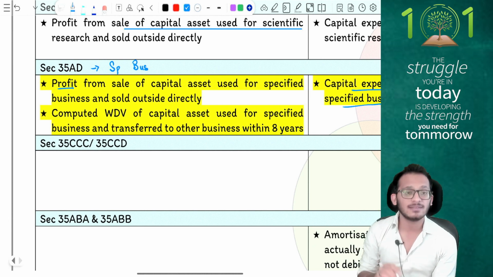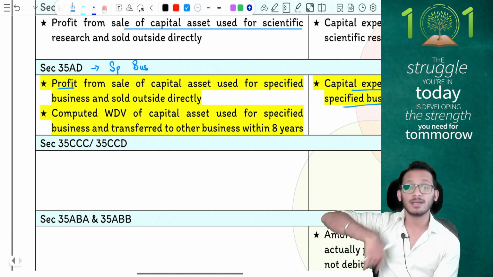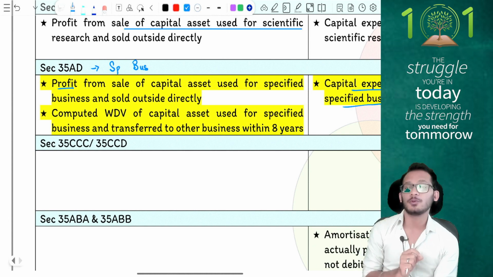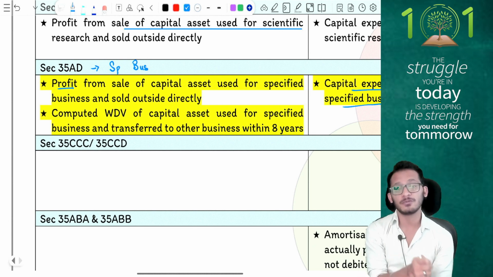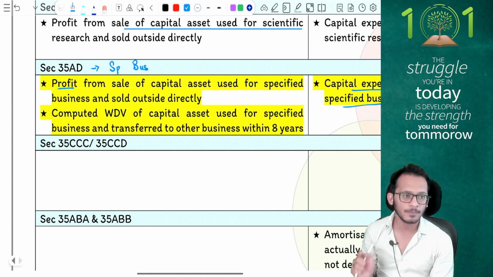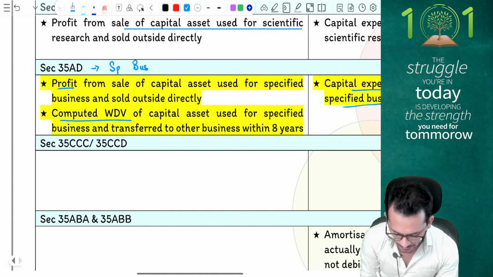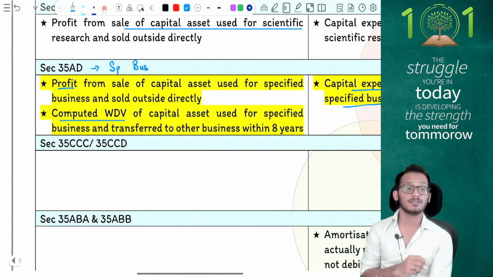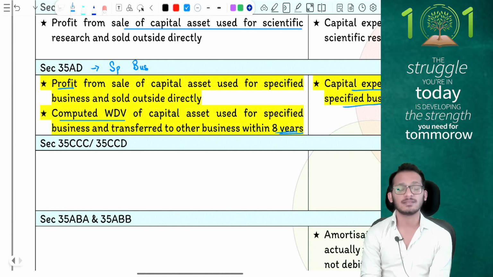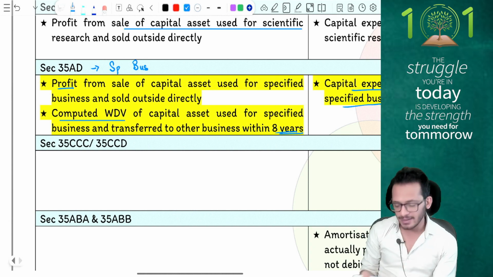If that is not the case and you have taken this asset and sold it to your other businesses within a period of 8 years, then in that case you will compute proportionate depreciation for the period you have used it for the specified businesses. Anything extra which you have claimed as a deduction earlier will now be added back. Which is what it says, people. The computed WDV of the capital asset which is used for scientific research, if the asset is sold within 8 years, all these will be taken into consideration.